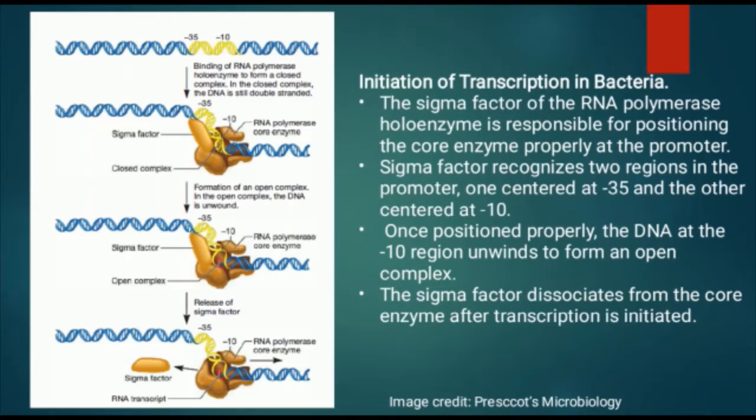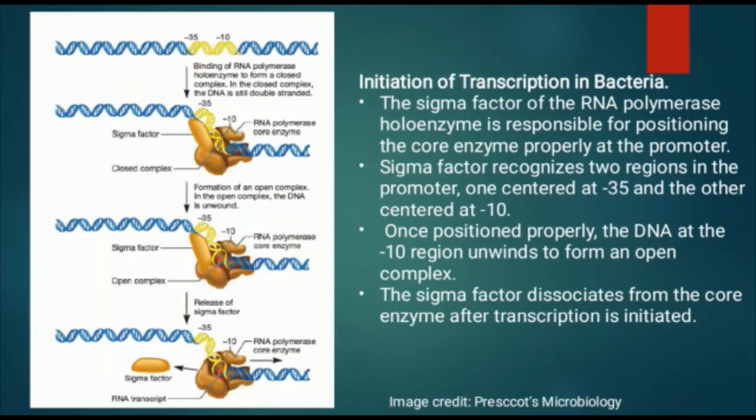Then the sigma factor of the RNA polymerase holoenzyme is responsible for positioning the core enzyme properly at the promoter. The sigma factor recognizes two regions in the promoter, one centered at minus 35 and the other centered at minus 10, as I said in the previous slide.